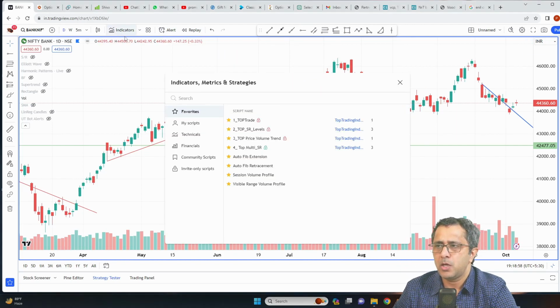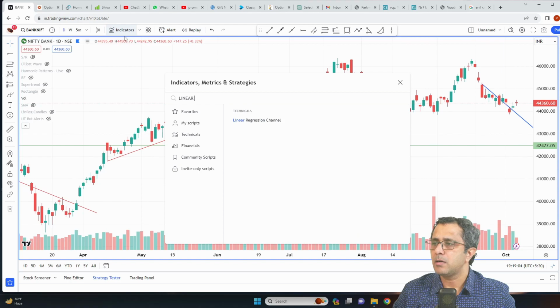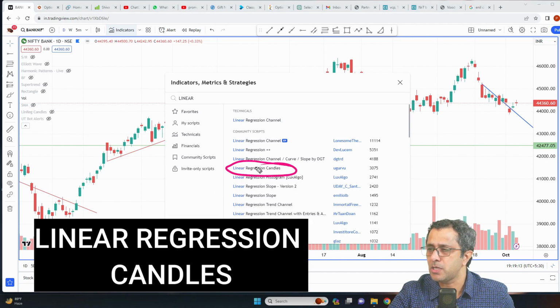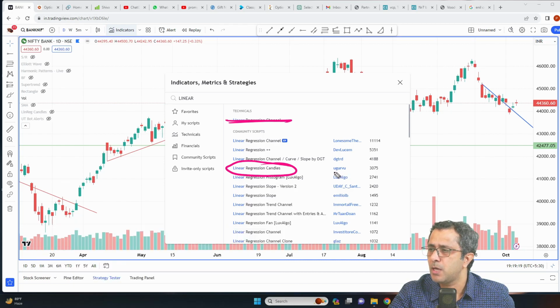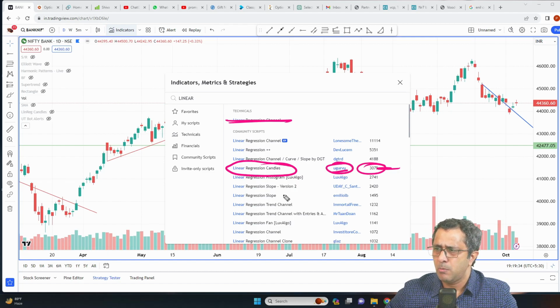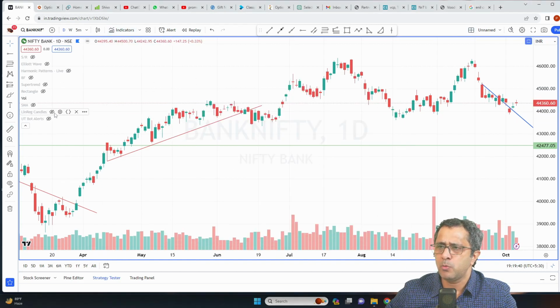The first thing is, in your indicators, type linear regression, not channel. You have to type candles, linear regression candles, not this one. This might be different, because maybe you are watching this video after a few weeks, but the name will be the same. So you will plot this linear regression candle, and once you plot it, immediately you will find something like this one.